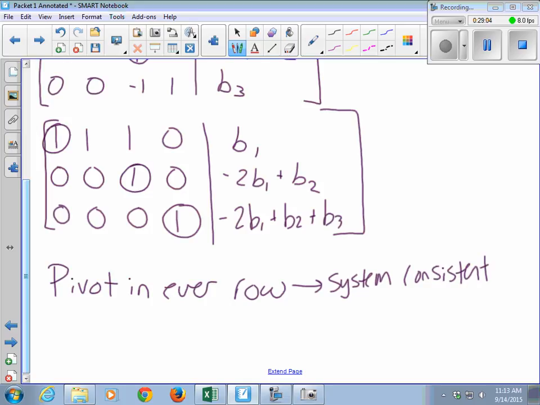If you didn't have a pivot in every row, that would mean that once you're in row reduced echelon form, you would have a row of all zeros, which means it could be inconsistent. Could be, yeah.